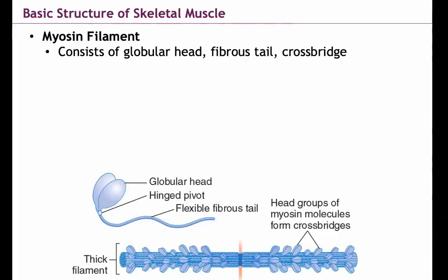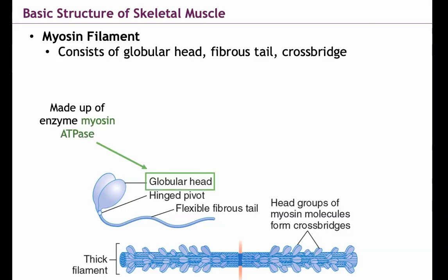Okay, next is the myosin filament. The myosin filament is also a contractile protein, just like actin. So actin and myosin work together. Those are the myofilaments. So myosin consists of this globular head, which we see right here, a fibrous tail, and then a hinged pivot. All right, so the globular head is made up of an enzyme.